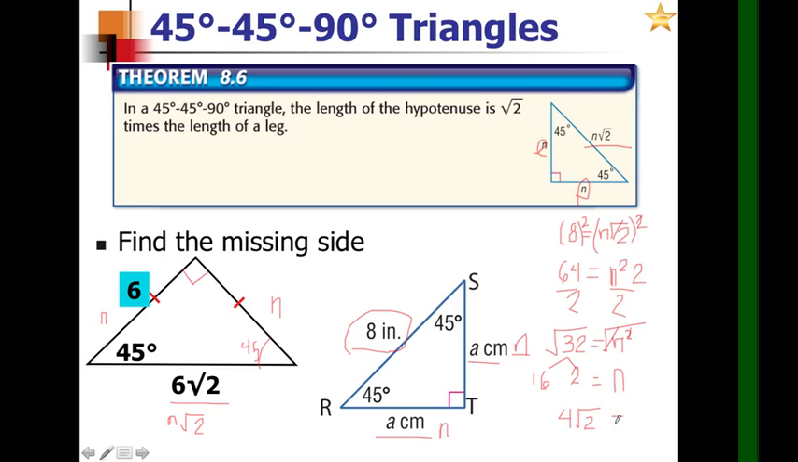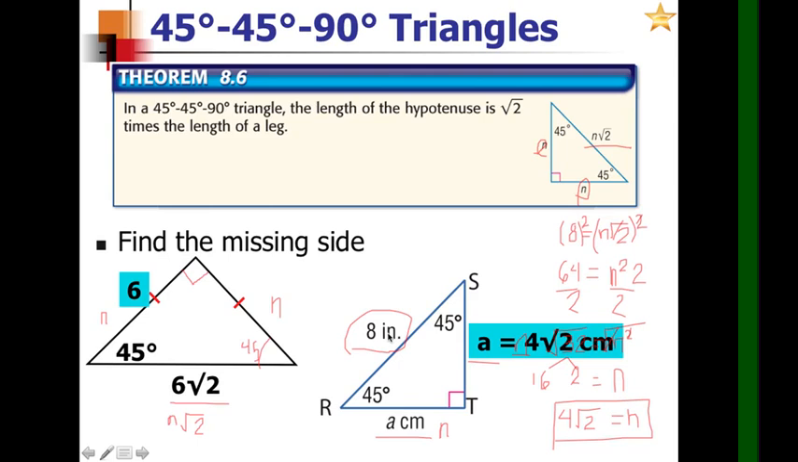Equals n. So therefore, n is equal to 4 square root of 2. Okay? So let's see if I'm correct. Correct. So we have a equals 4 square root of 2 centimeter. So that's the value of n. And the hypotenuse is 8.